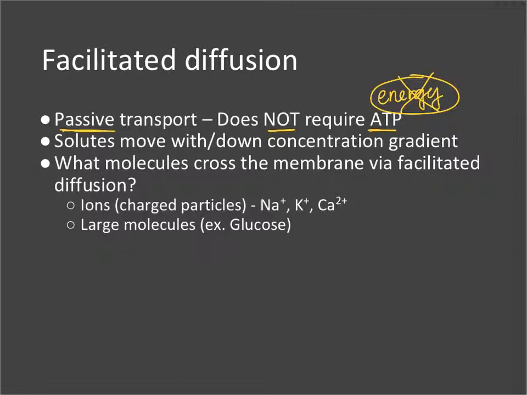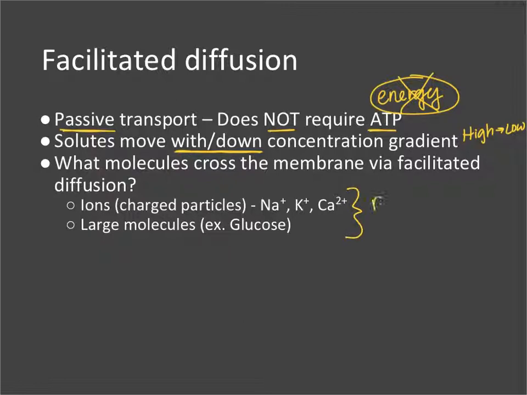Also, like simple diffusion, during facilitated diffusion, solutes are going to move with, or down, the concentration gradient. So this means that those substances are moving from a high concentration area to a lower concentration area. Now, one main difference between facilitated diffusion and simple diffusion is the substances that are crossing the cell membrane.